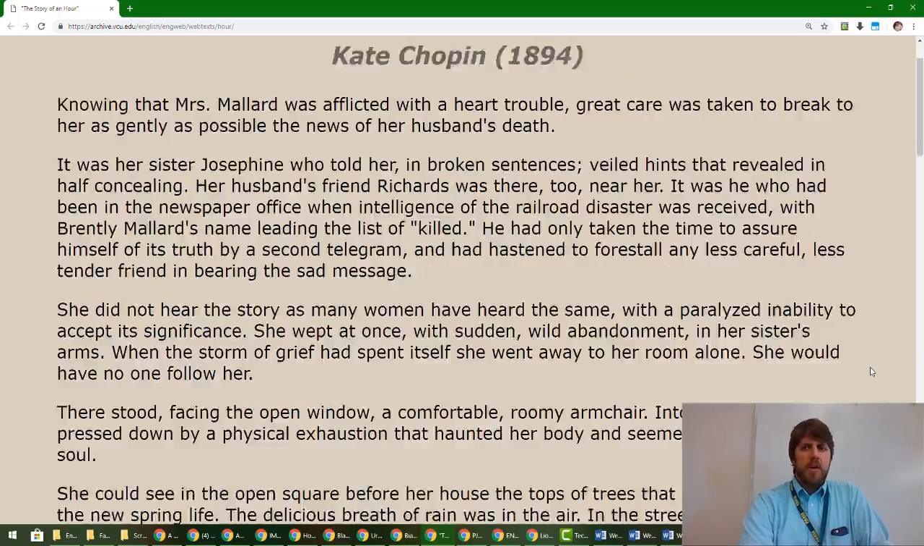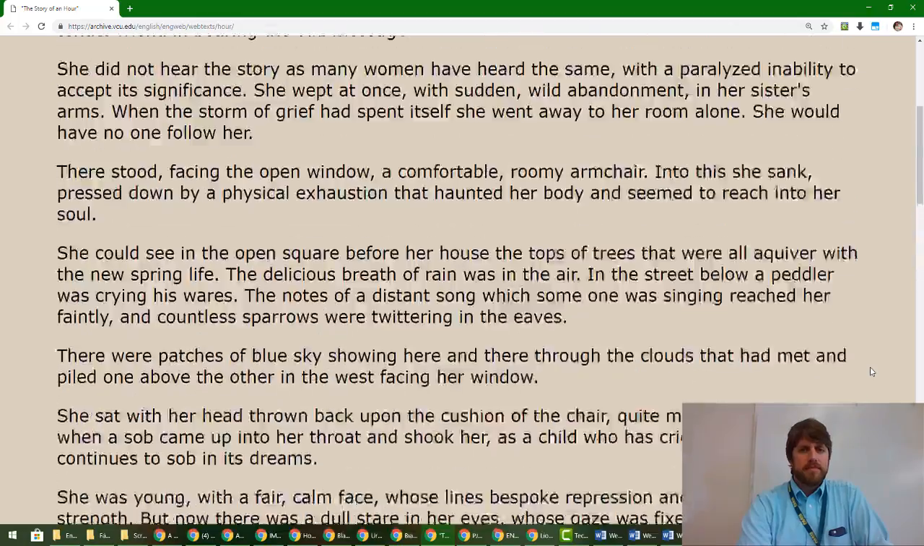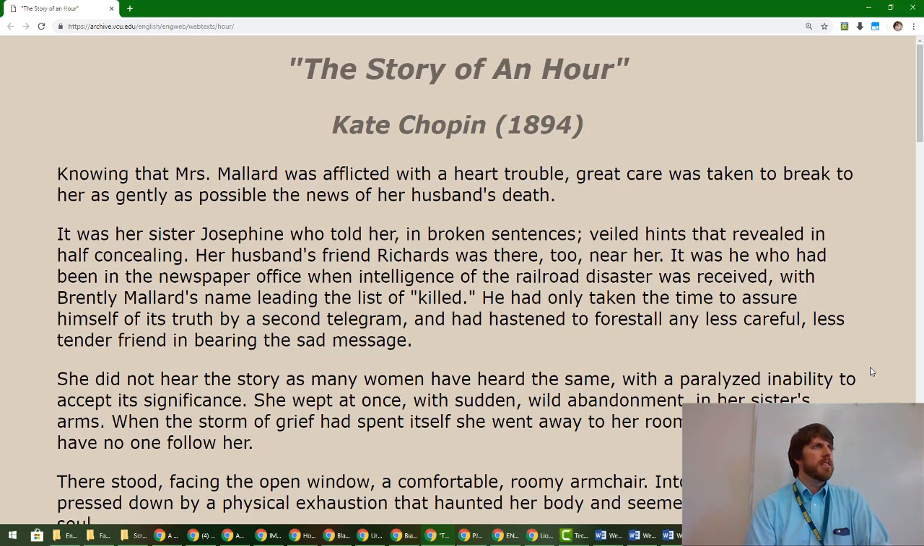So, Story of an Hour, it's not very long. It's this long. That's it. But it's something we can talk about all semester because it provides a pretty good example of, you'll see. The Story of an Hour by Kate Chopin in 1894. That's relevant to the story.